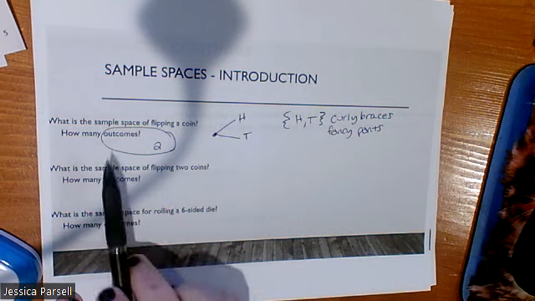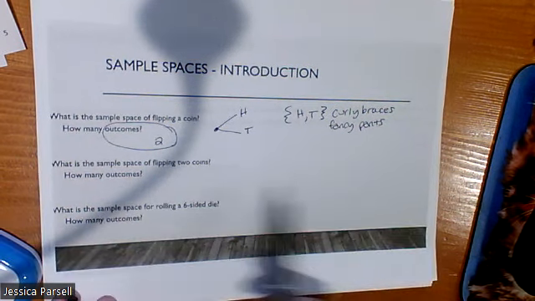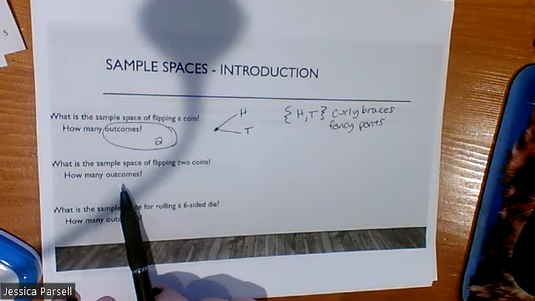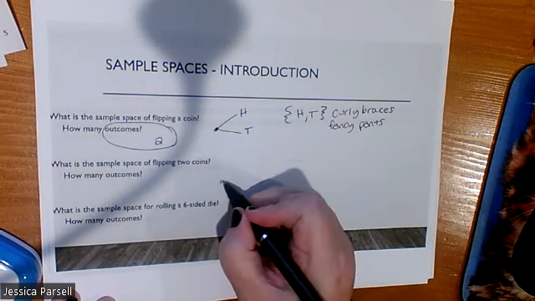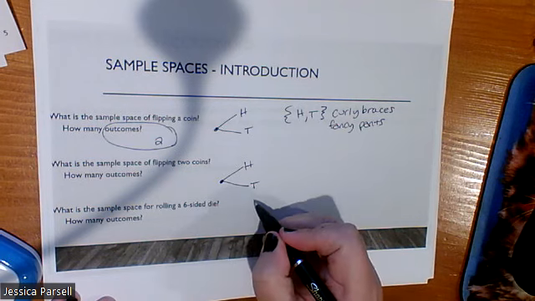Okay, so that's the sample space of flipping a coin, but let's get a little crazier here. What is the sample space of flipping 2 coins and how many outcomes could you have then? Okay, so think about this. Here you are, you flip a coin. It's going to land on either heads or tails. That's going to be your first flip right here.